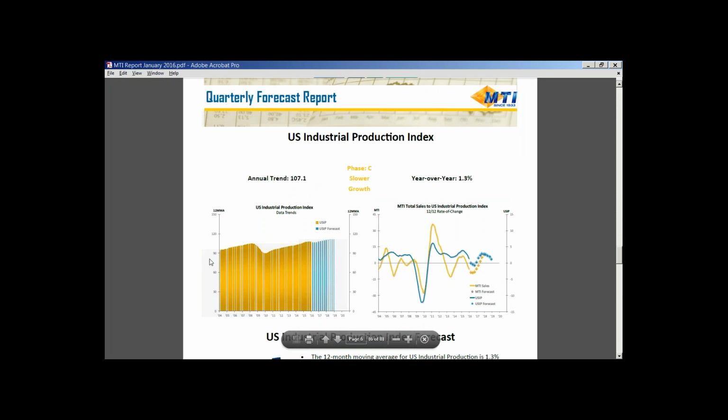U.S. industrial production data trends, which is the 12-month moving average, in this case it's an average, not a total, because it is an index value, is shown in the yellow for the historical numbers, and in blue is presented our forecast for U.S. industrial production over the next 12 quarters, essentially through the end of 2018. On the right-hand side, you can see MTI total sales compared to U.S.